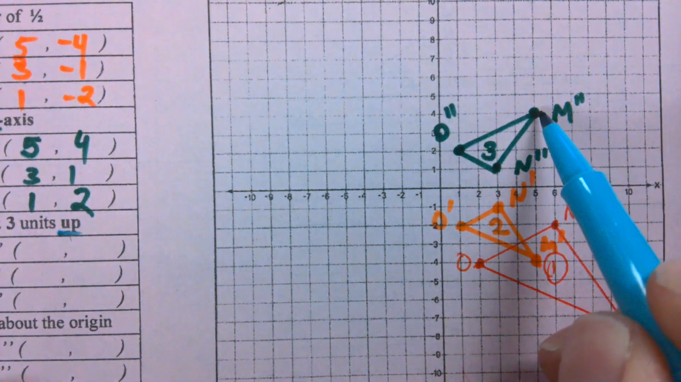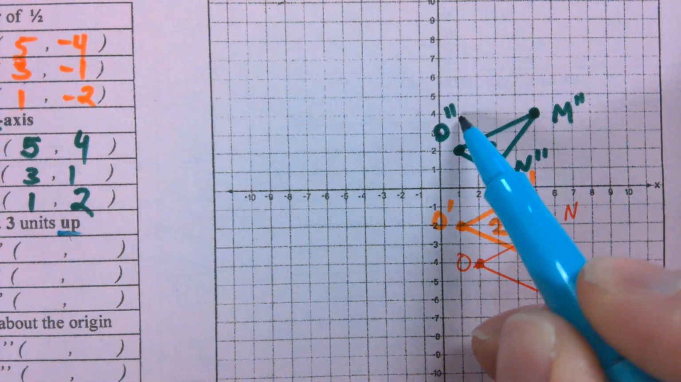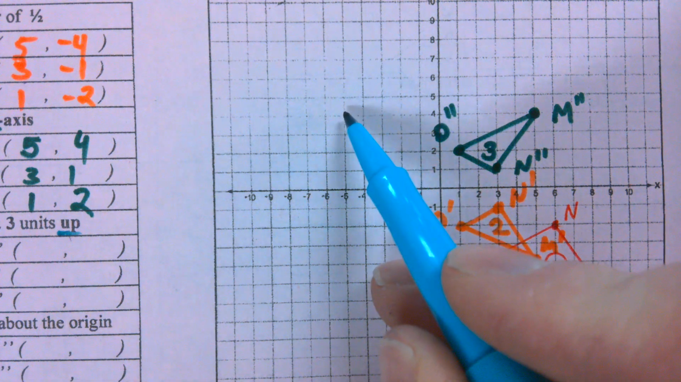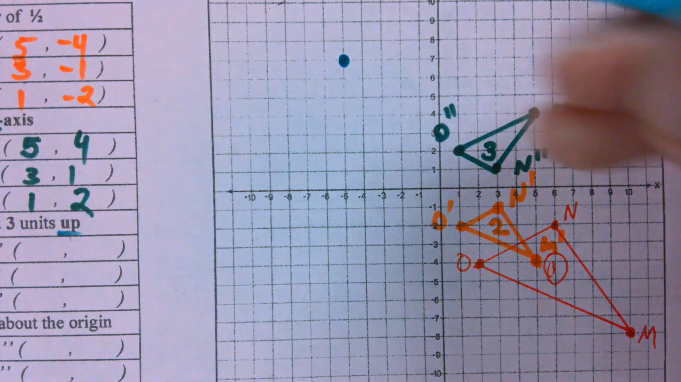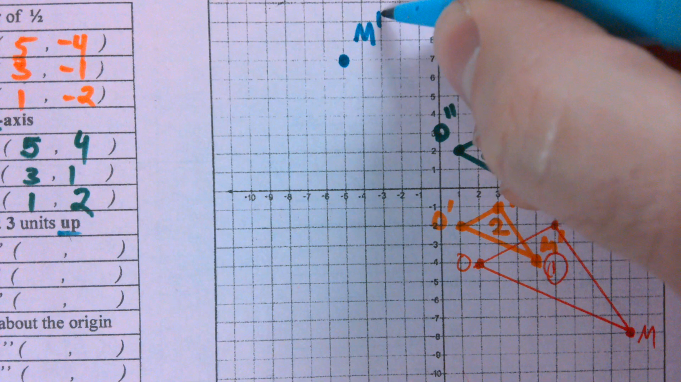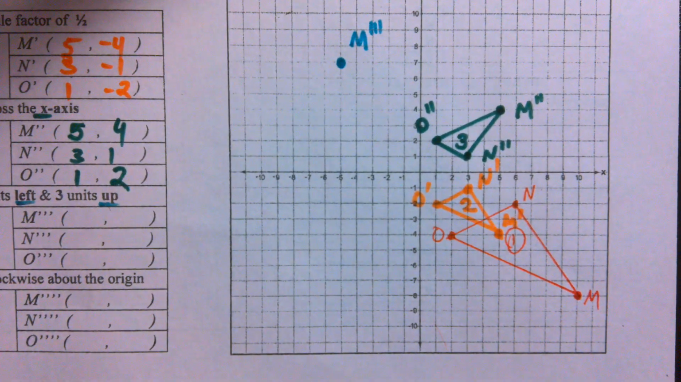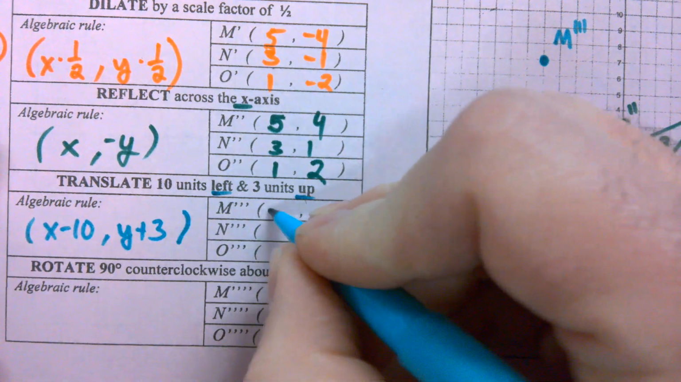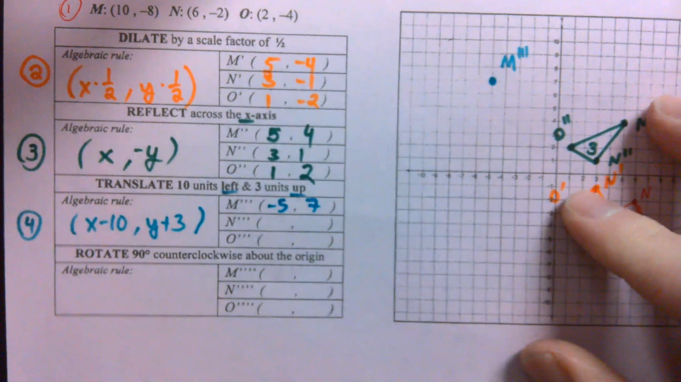If I'm at M double prime here, I'm going to count 10 units to the left. 1, 2, 3, 4, 5, 6, 7, 8, 9, 10. And 3 units up. 1, 2, 3. And that's going to give me M triple prime at the coordinates, what? Negative 6, no. Negative 5, 7, right? Yeah, that looks right to me. Yep, negative 5, 7.